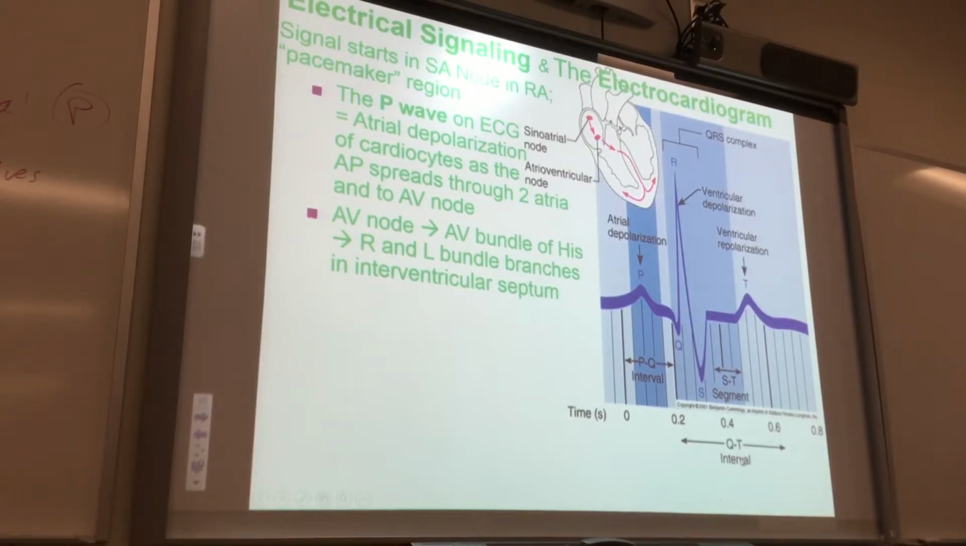So, the signal goes then, as you know, from the AV node to the AV bundle of His, right and left bundle branches, and the interventricular septum. What's this thing, the interventricular septum? It separates the two ventricles, yeah.